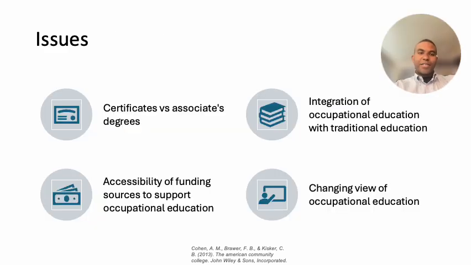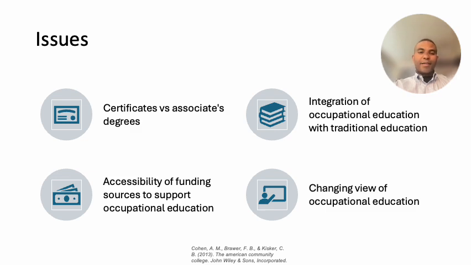Okay, issues going forward. So in terms of occupational education, what is the balance between certificates and associate's degrees? What's the integration of occupational education with traditional education? So, how do we balance that? Because there are some folks who maybe need some of the skills that are offered in traditional education. Does the literature and the writing, the civic education, does that still have a role today?